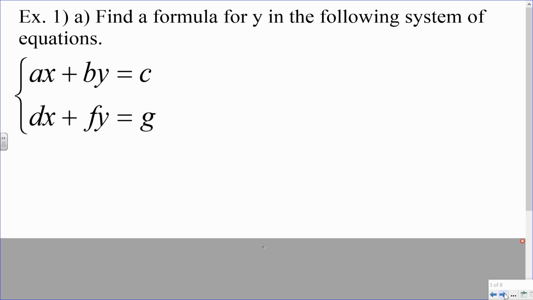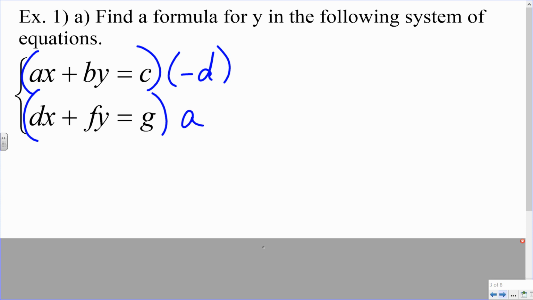So help me out. If I'm solving for y, which variable am I getting rid of, Natalie? So I want to get rid of x. So how am I going to do that? Grace? Multiply which one by what? By negative what? Okay, so multiply that by the opposite of d, and the second one by? Okay, let's try that out.